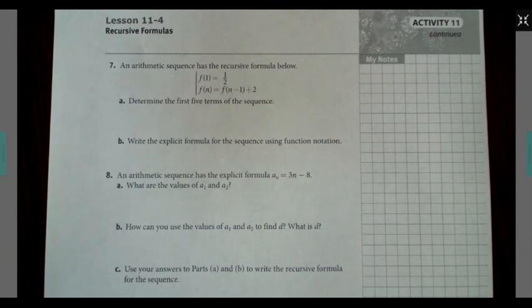For section 3, we're going to cover questions 7 through 10. So let's go ahead and start by taking a look at 7. 7 says, an arithmetic sequence has a recursive formula below. F of 1 equals 1/2. F of n equals f of n minus 1 plus 2. Determine the first 5 terms of the sequence.